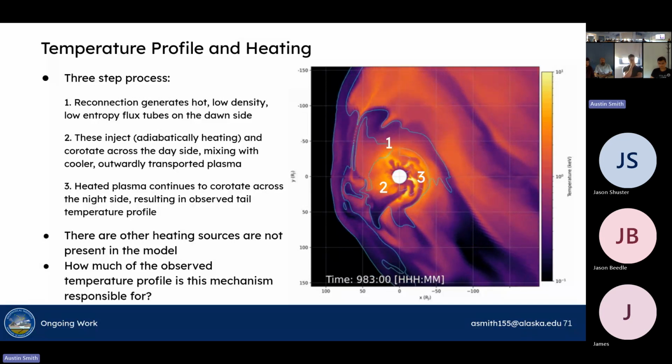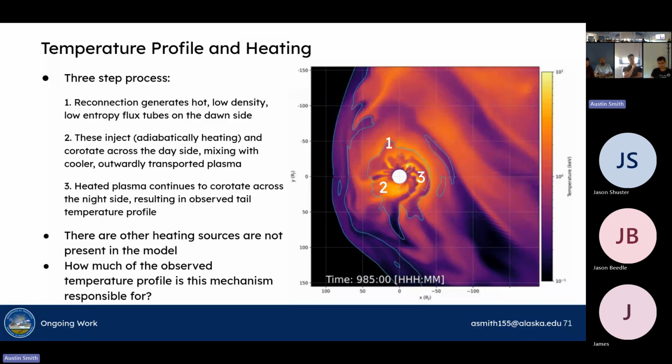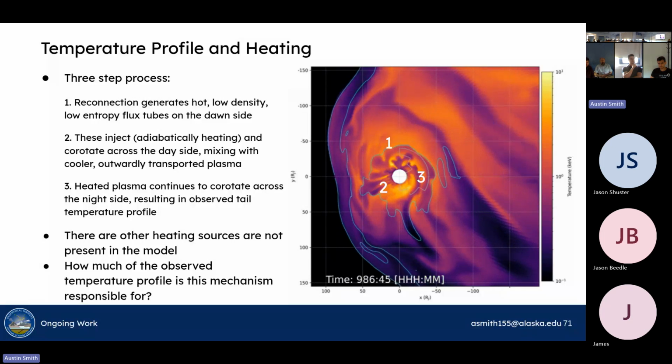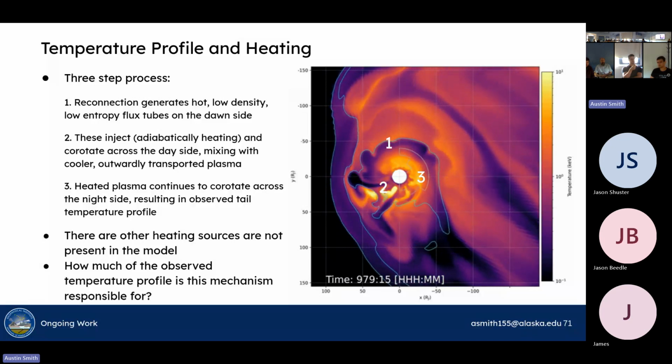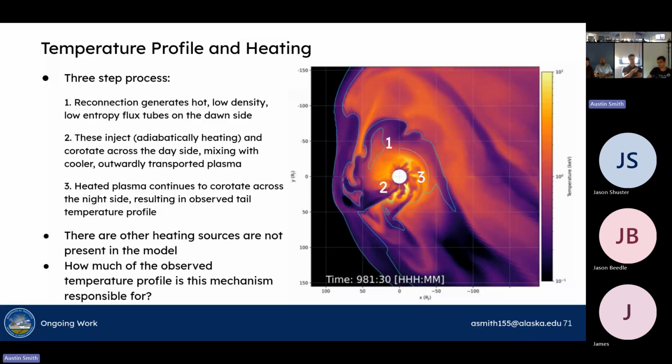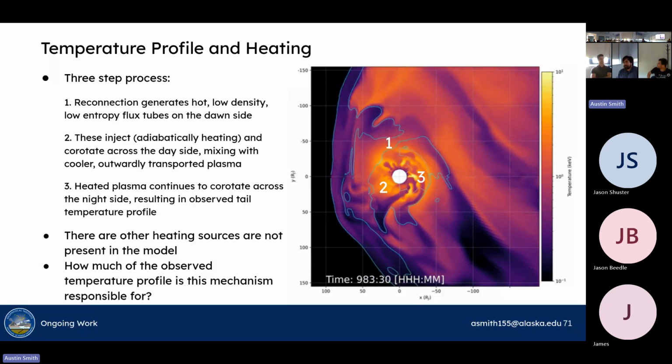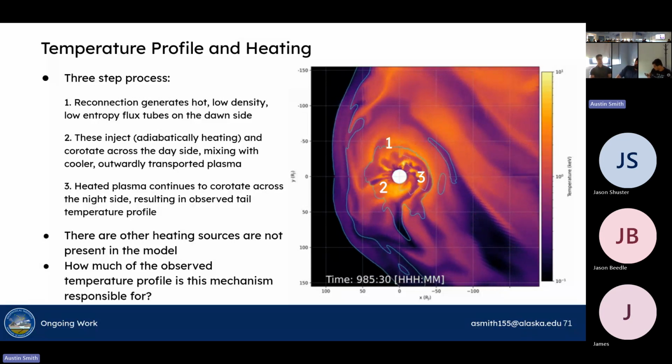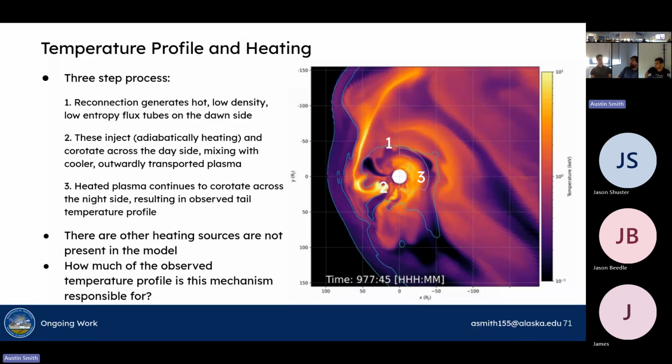Okay, so hopefully this question makes sense, we'll see. Does your simulation take into account the Alfvén wings that form between the Galilean moons? No.